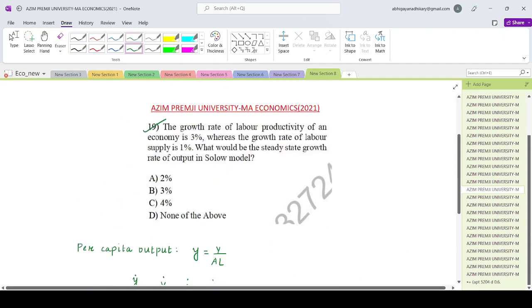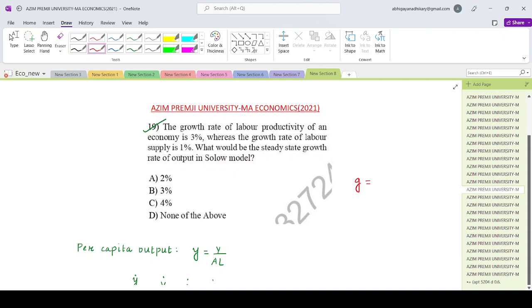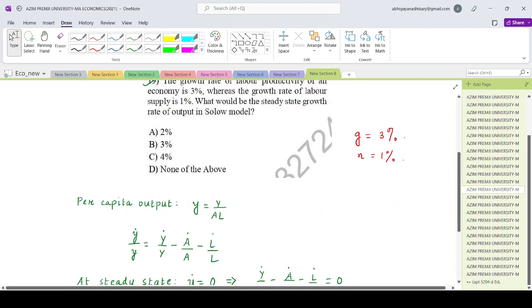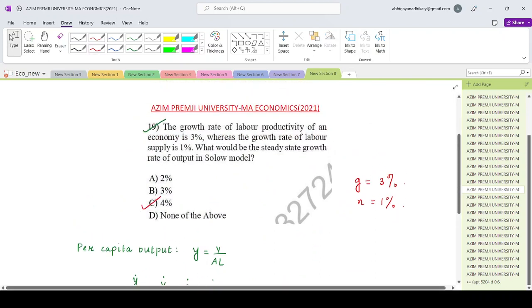Now, if you look at the question, the labor productivity is basically the technology. So g is given to be 3%, whereas the growth rate of labor, n, is given to be 1%. So Y dot by Y will be 3 plus 1, which is 4%. So option C is your answer to question number 19.